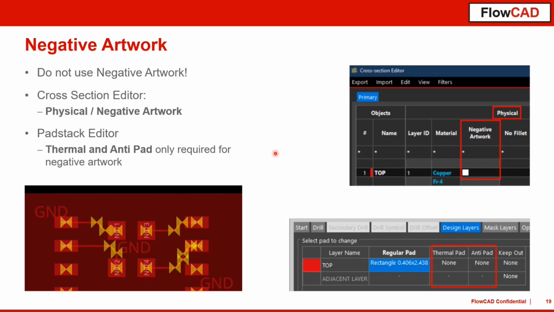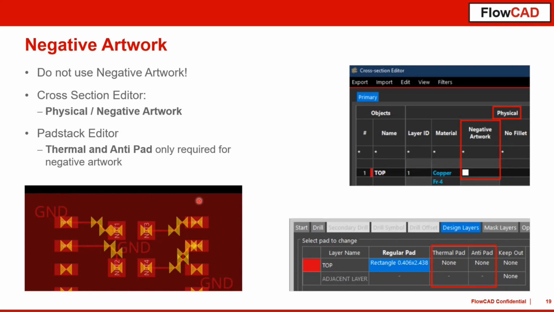Good, negative artwork. We get boards on the hotline sometimes behaving strange, especially having lots of DLCs inside of the shapes, and doing update shape and everything and database check and so on and so forth, and nothing can remove these DLCs. So in the end, often it turns out this is negative artwork. Inside of the cross-section editor, someone has set the physical setting to negative artwork. Yeah, and then it's negative. And for sure, everything that is copper in the board drawing is then in the end nothing inside of the Gerber data.